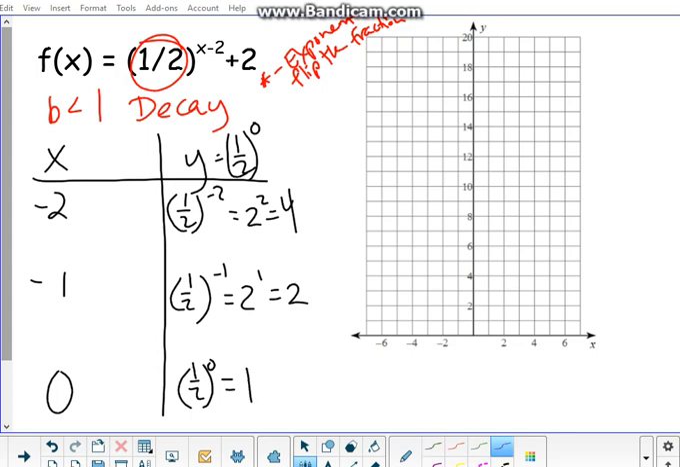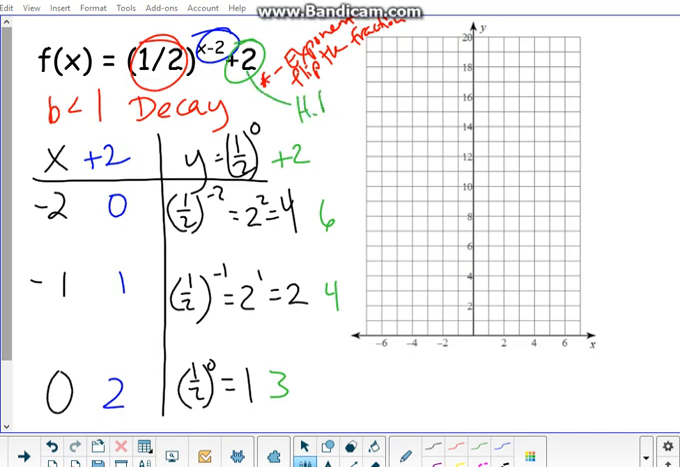Now we can go ahead and apply our transformations. So when we have h is -2, that means I'm adding 2 to each of these. That's 0, 1, and 2. And then my k is a +2, which means I'm going to add 2 to all of these. That's 6, that's 4, and that's 3. And here also, this is going to be the location of my horizontal asymptote. So we can go ahead and draw that in at +2.